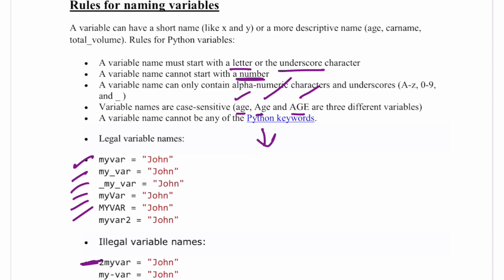Okay, so now variable name cannot be any of the Python keywords. For example, what are Python keywords? Print is a Python keyword, input is a Python keyword. So you cannot use these for variable names. So please remember the names of legal variable names and illegal variable names.